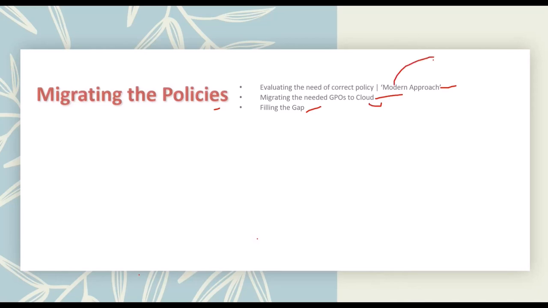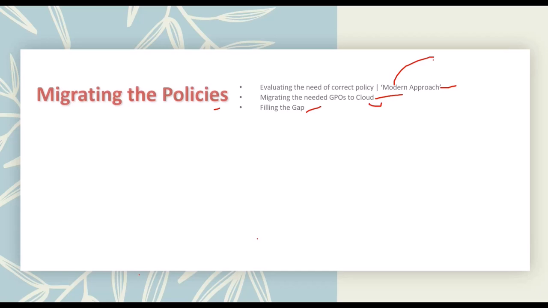First is figuring out of all the policies that you have in your on-premise, how many are actually needed in the modern cloud world. Once you have identified, you don't need to manually create all those policies. Just export that XML from your GPO, import it to Intune. Intune is going to evaluate, and Intune is going to create that policy for you.